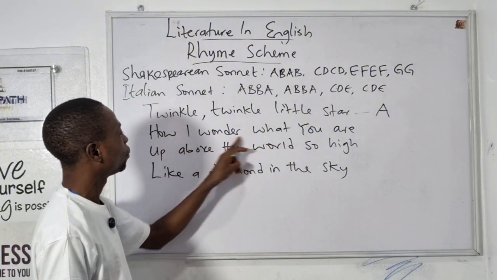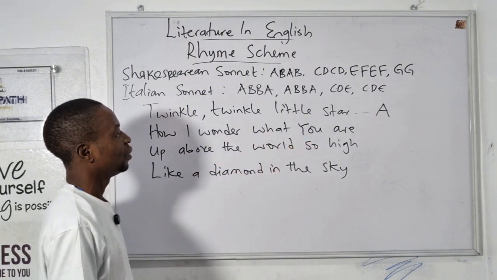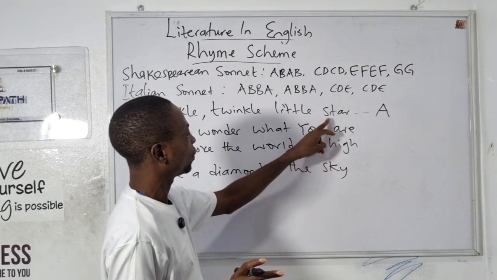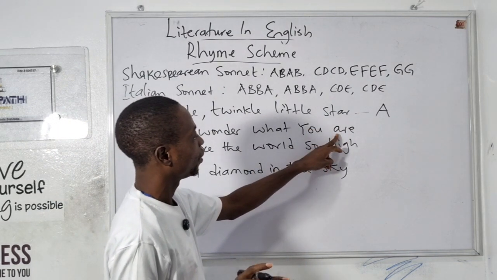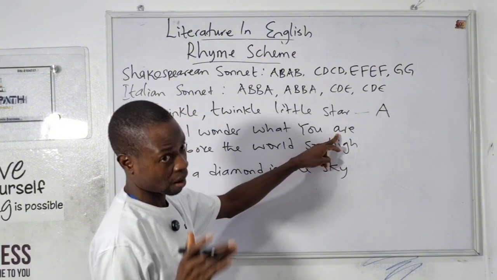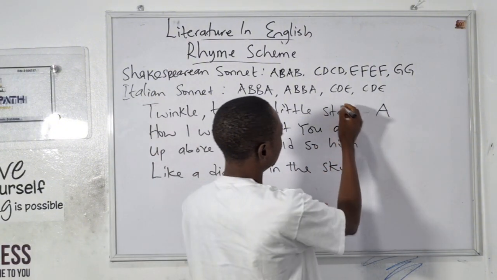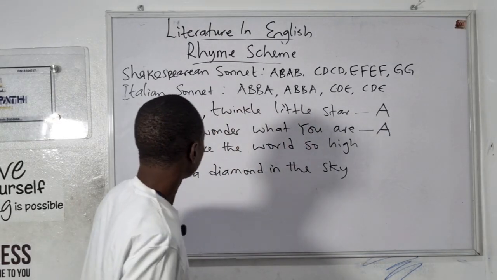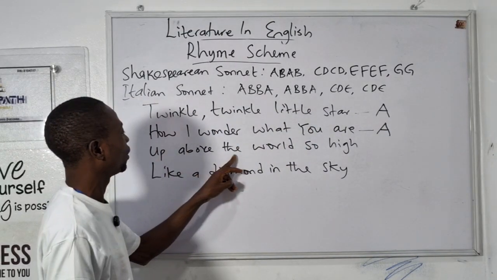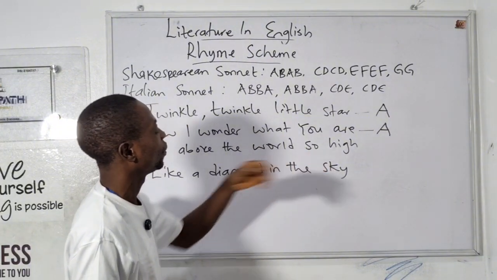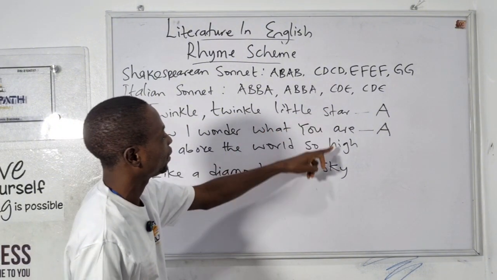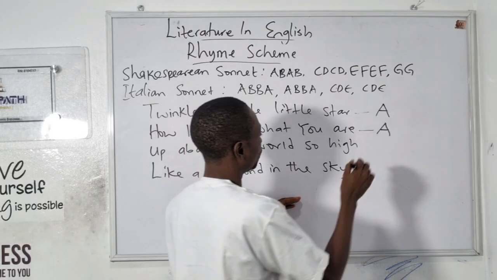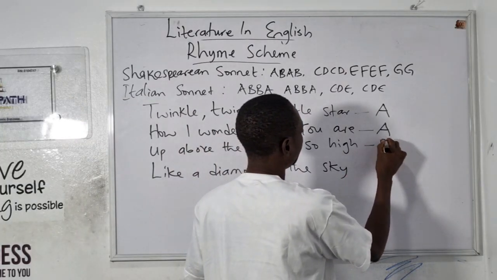You go to the next line. How I wonder what you are. You are concerned about the last word too, which is R. This one is star, this is R. So the vowel sound there is R. It's the same as this, so you also name it A. Up above the world so high. This is R, this is I. There are two different sounds. You name this B.